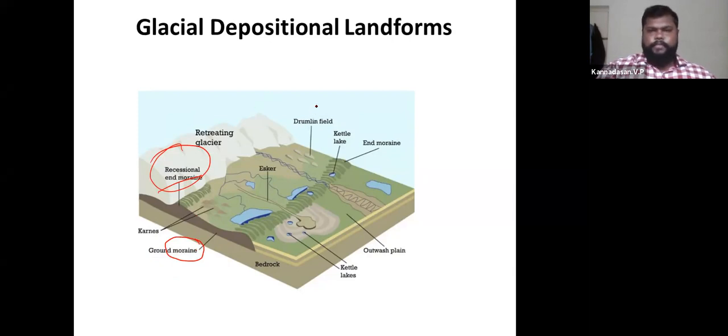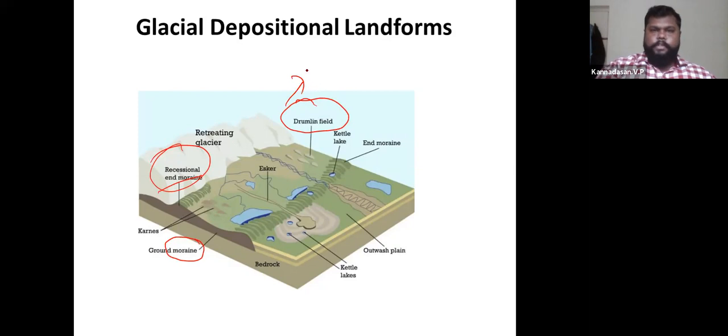Then there is a feature called drumlin features. So drumlins are nothing but depositional features. When glaciers are taking minerals and boulders, stones, sand, and it gets deposited in certain places, this feature is known as drumlin feature.